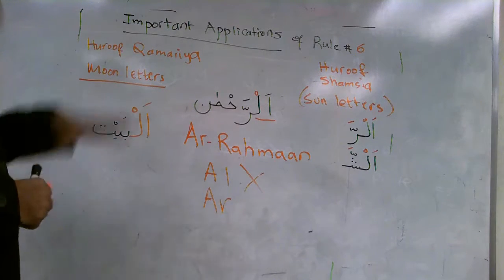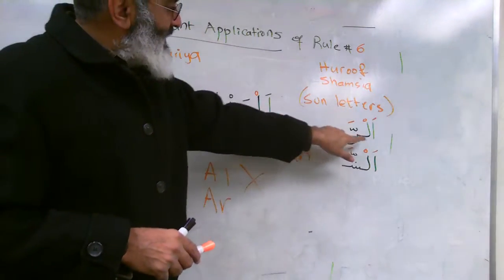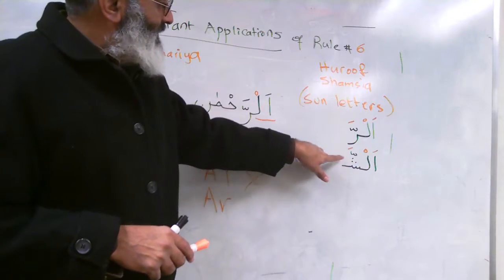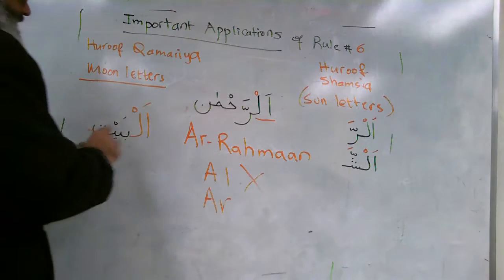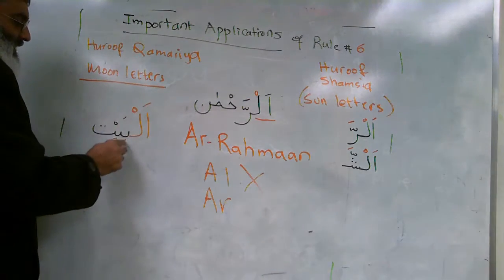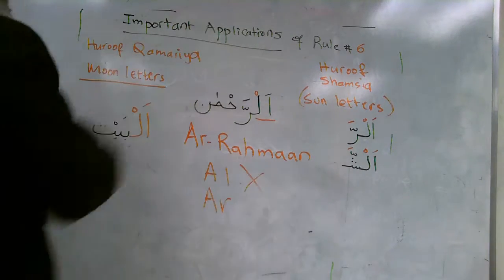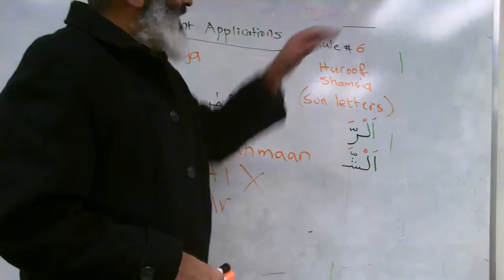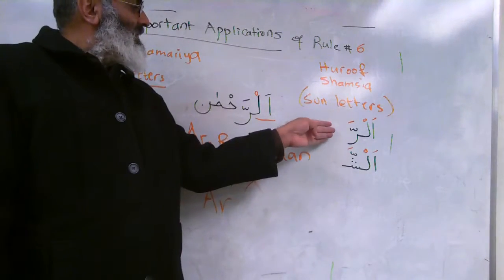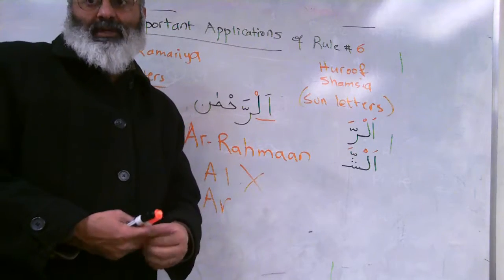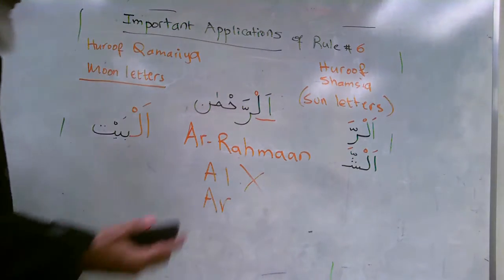So to sum it up, the important application of rule number 6 is sun letters, which means each of those letters, when they come with alif lam, al, will have a shadda, so you need to skip the lam sound. On the other hand, the rest of the letters which come with alif lam but don't have shadda should be said as they are. So this is not an application of rule 6. All the sun letters in Arabic are the important application of rule number 6.